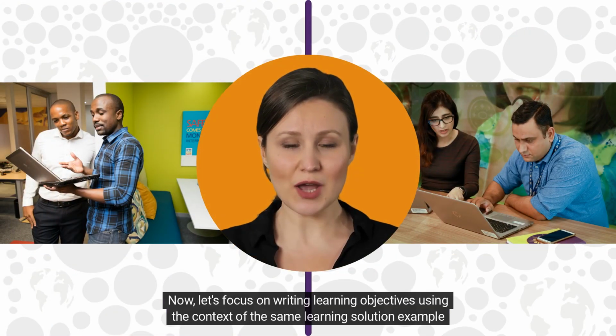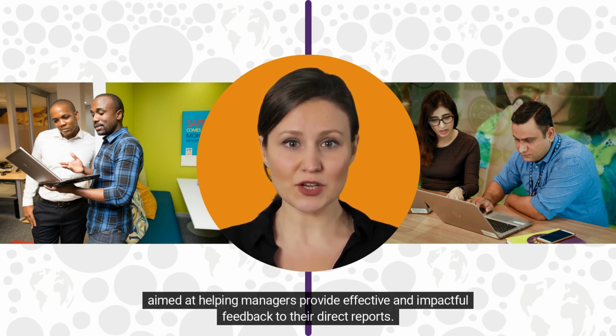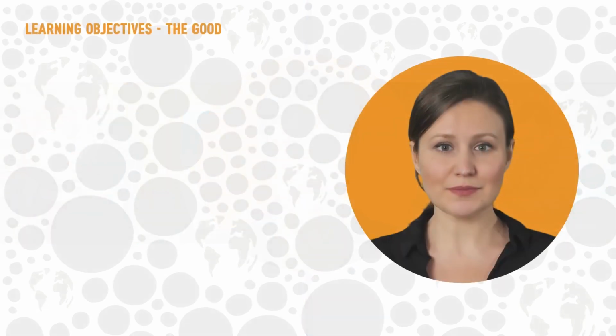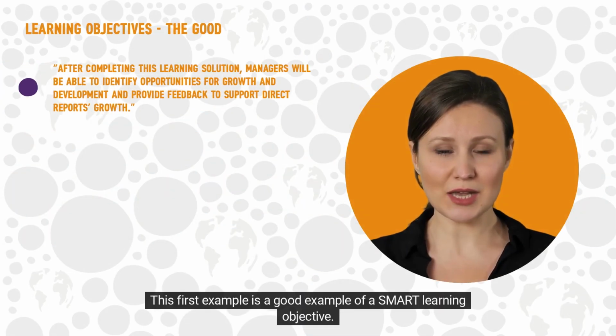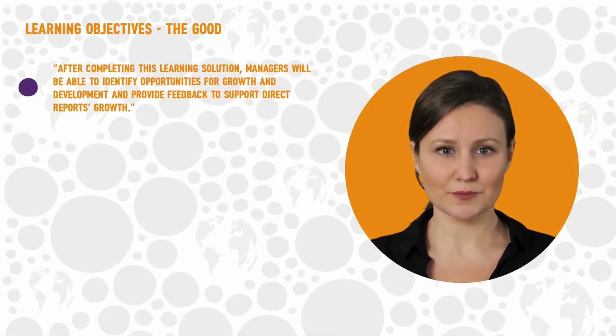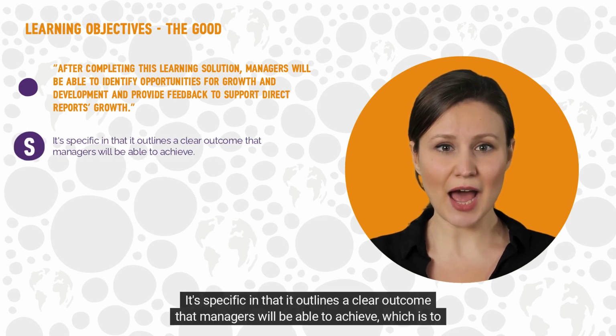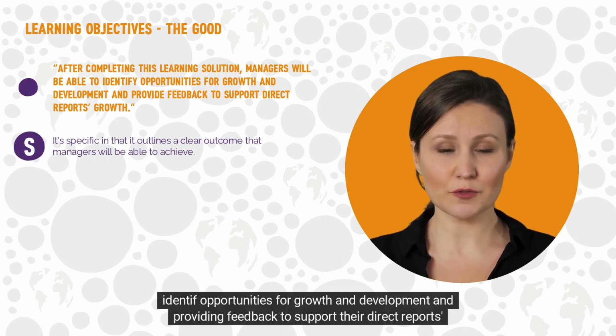Now, let's focus on writing learning objectives, using the context of the same learning solution example aimed at helping managers provide effective and impactful feedback to their direct reports. This first example is a good example of a SMART learning objective. It's specific in that it outlines a clear outcome that managers will be able to achieve, which is to identify opportunities for growth and development and providing feedback to support their direct reports' growth.